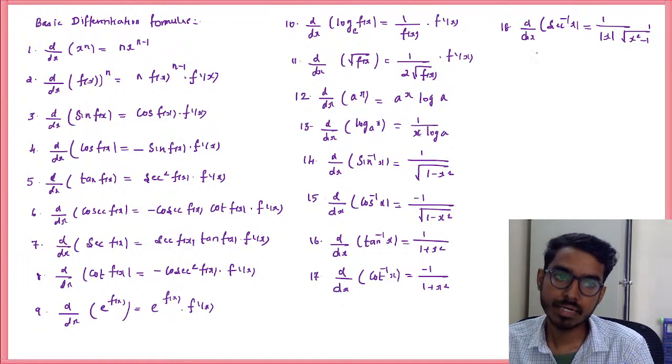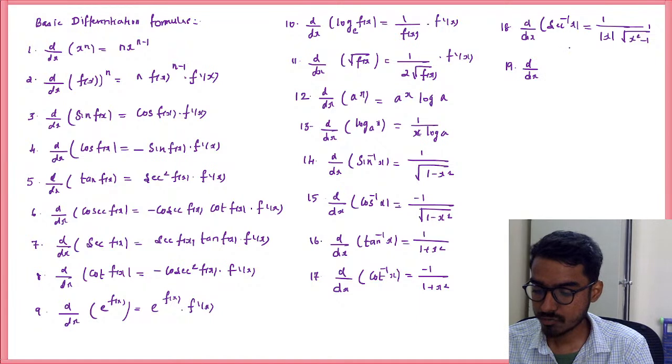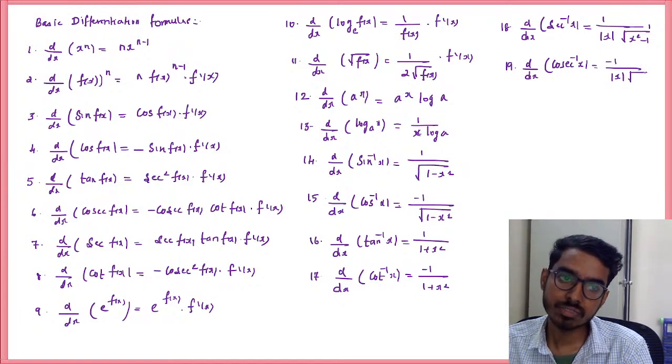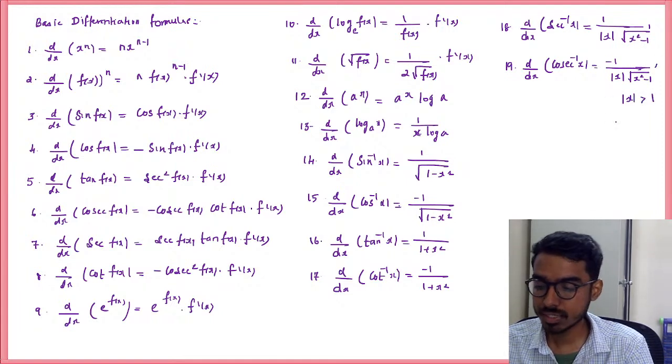And 19th, d by dx of cosecant inverse of x will be minus 1 divided by mod x into root of x square minus 1. In both the cases, mod x should be greater than 1.